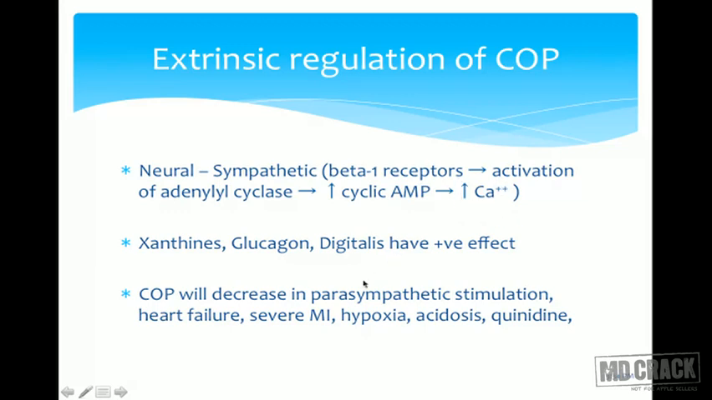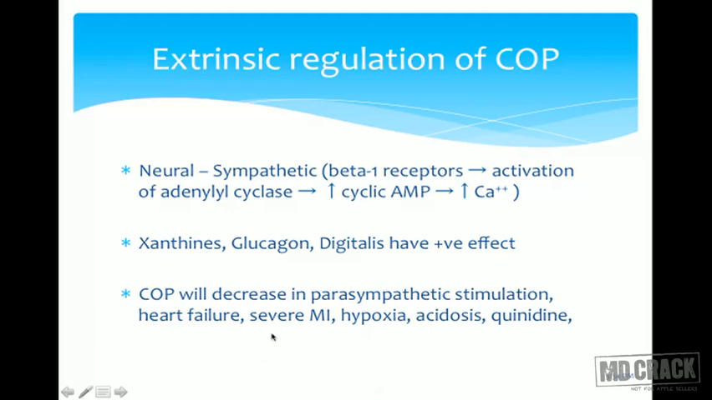Whereas parasympathetic stimulation will decrease the cardiac output. Xanthines, glucagon, digitalis. We have seen about digitalis in nerve muscle. How is digitalis going to increase the force of contraction? Digitalis will partially inhibit the sodium-potassium ATPase pump. Because of that, what will happen? More sodium will remain inside, and less sodium will be available for the sodium-calcium exchange across the cell membrane. So more calcium will remain inside the cell, and this calcium will increase the force of contraction. So this remains a mechanism of digitalis action, right?